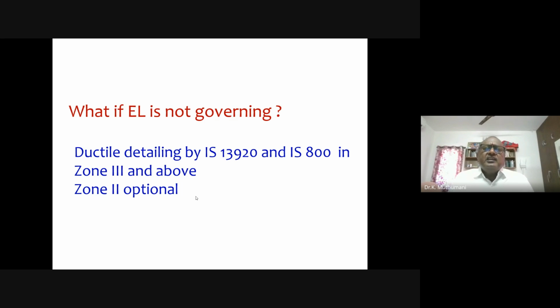But interestingly, optional is not a choice. In my opinion, all the buildings, if they are crossing certain floors like 5 floors, 10 floors like that, it is better to detail, because earthquake may come, but the only safeguard that we have is ductile detailing. That is another important point that normally people miss. So that is why I am highlighting.